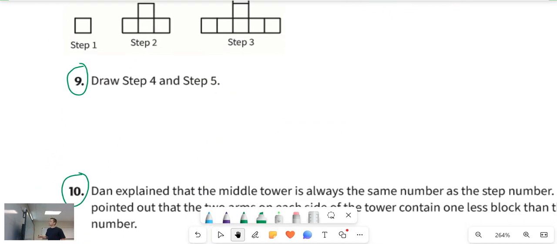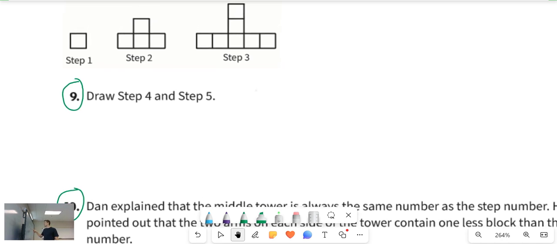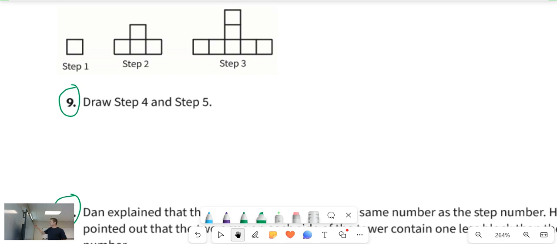Okay, so it looks like step 1 is just a box. Step 2 is a box plus 1 to the left, 1 above, and 1 to the right. Step 3 is that same single box in the middle, but it's 2 to the left, 2 above, 2 to the right. So if we want to draw the next 2 in this sequence, we probably want to go for step 4 here.